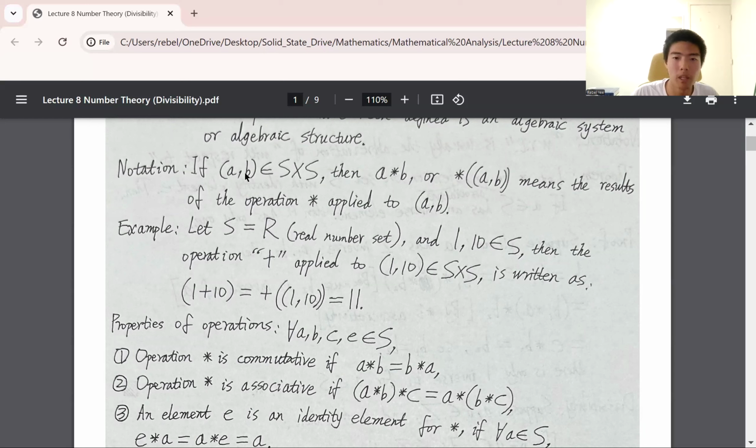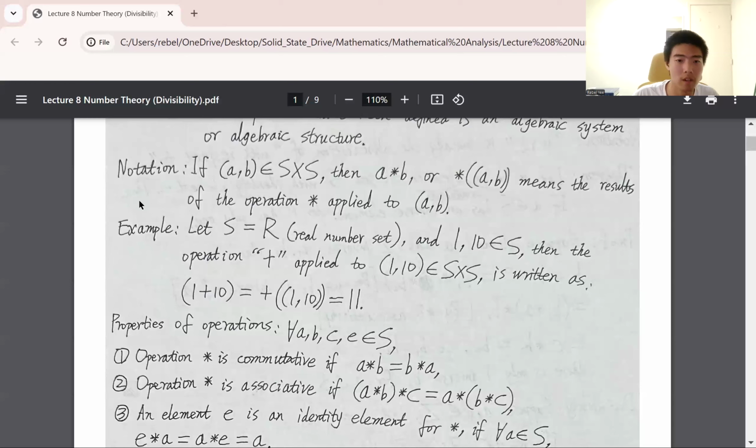So let's suppose (a, b) is sent to something, maybe c. This is a very common way to define a function. But here we usually use the traditional way, when we write a plus b or a minus b. We usually write the operation symbol in the middle of the two elements from the set. This is just a notation of how an operation works, and it is read as the operation star applied to a and b.